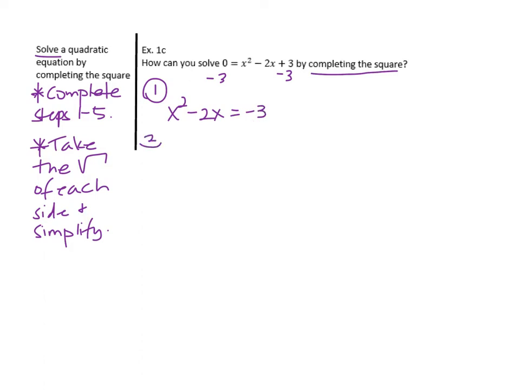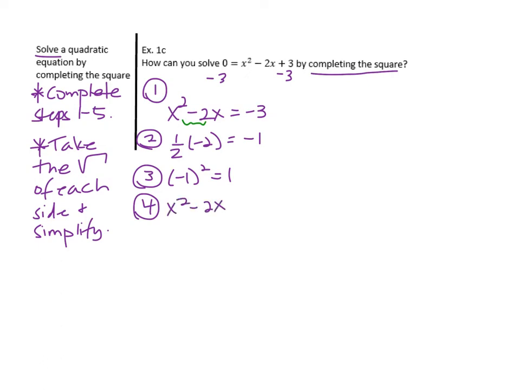Step 2, take half of b. And now notice, you guys, b equals negative 2. So if we take half of negative 2, we get negative 1. Step 3, square that answer. Negative 1 squared is positive 1. Step 4, add that to each side. So add that on the left, and that would give us x squared minus 2x plus 1. On the right, negative 3 plus 1 again.